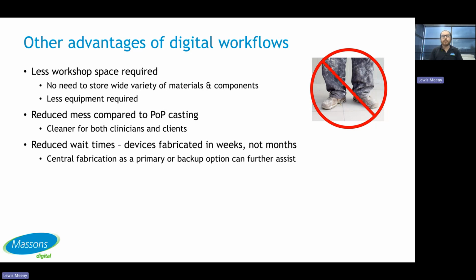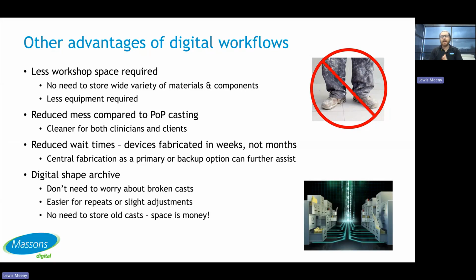Ideally, we'll end up with reduced wait time, so devices can be fabricated in weeks instead of months, and sometimes even days, depending on the workflow you take. And central fab as a primary or backup option can further assist with reducing these wait times. So we're always talking about time and money. Being able to get devices on people quicker and more efficiently is always going to be a benefit. And a really handy one is the digital shape archive.